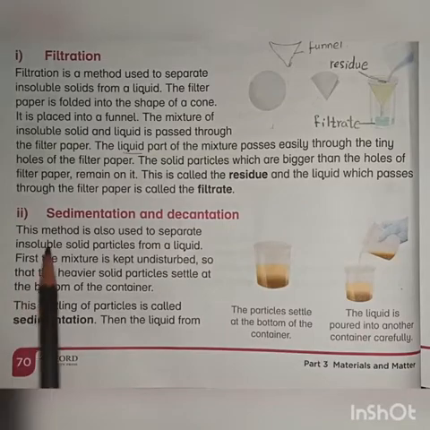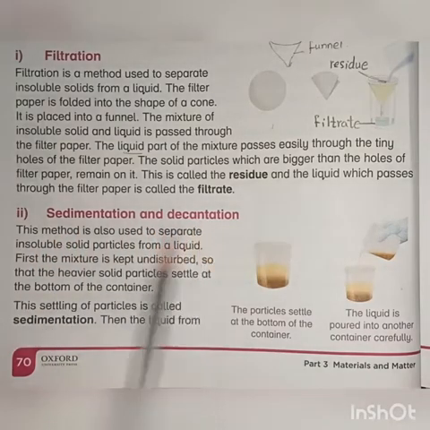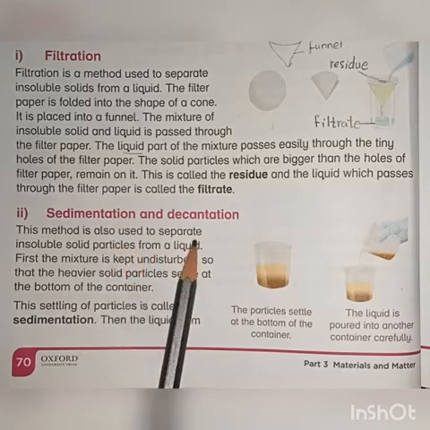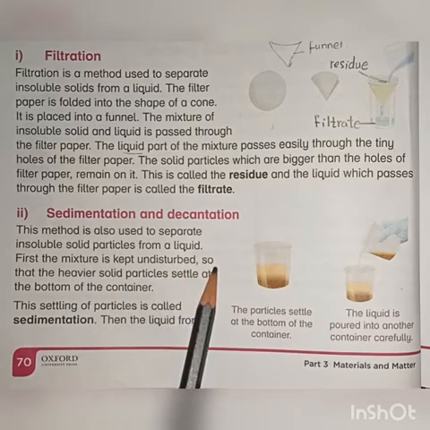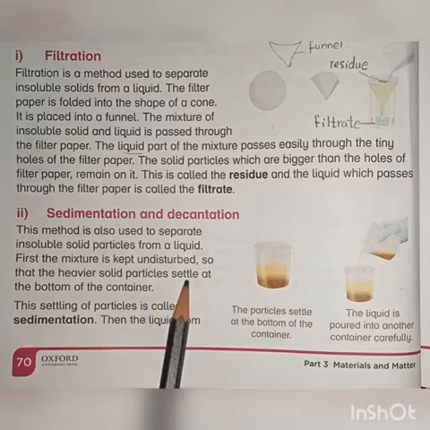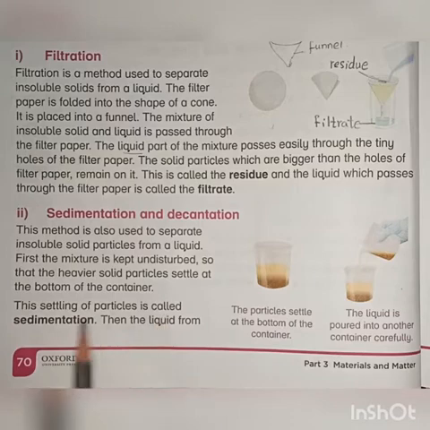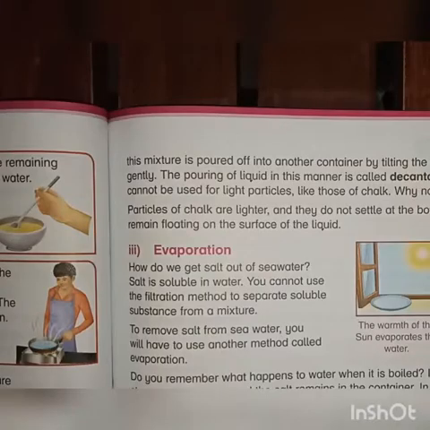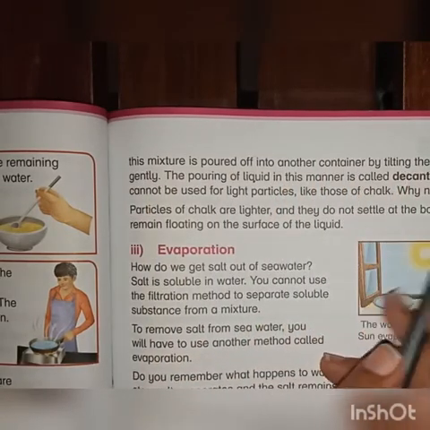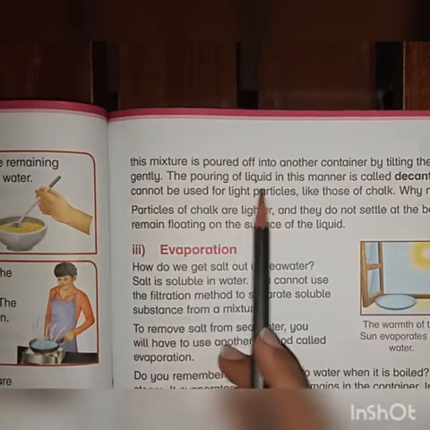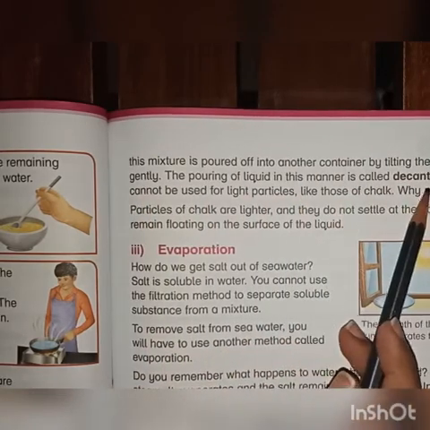Now next method, sedimentation and decantation. This method is also used to separate insoluble solid particles from a liquid. First, the mixture is kept undisturbed so that the heavier solid particles settle at the bottom of the container. This settling of particles is called sedimentation. Then the liquid from this mixture is poured into another container by tilting the container very gently. The pouring of liquid in this manner is called decantation.